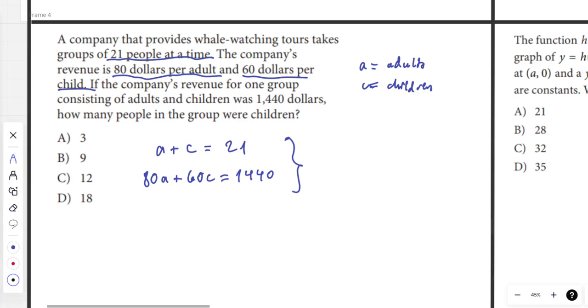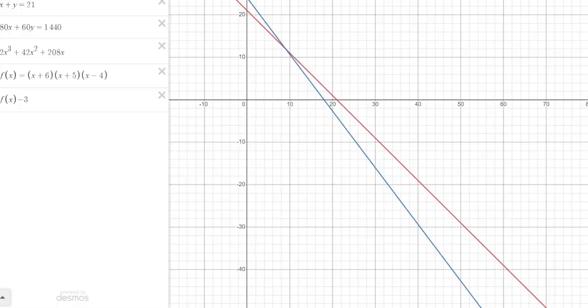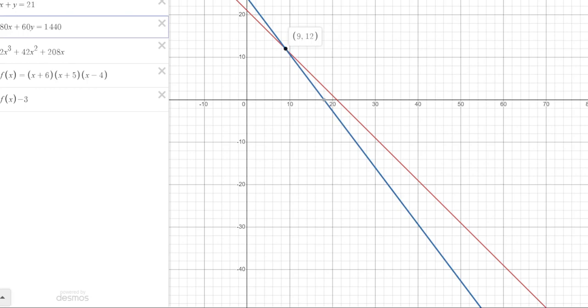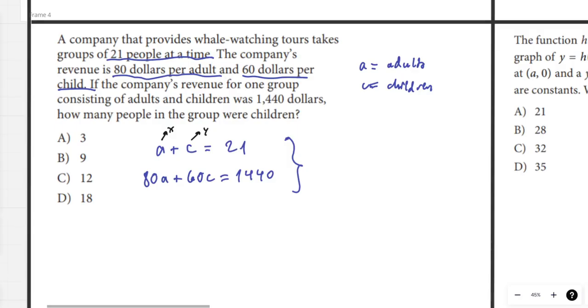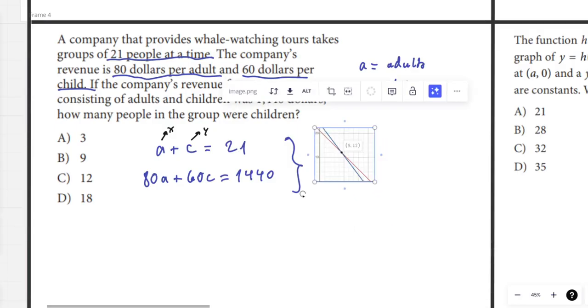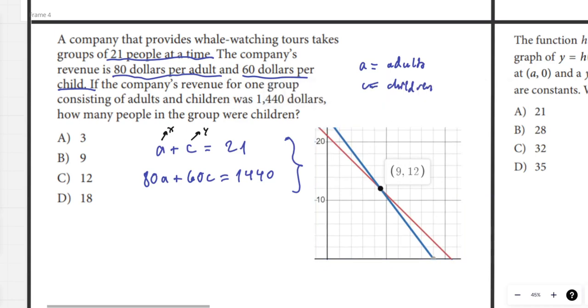Since you have access to the Desmos calculator, what you can do is just set one of your variables to X and the other one to Y, since it doesn't look like you can really plot non-XY variables right now. And I've done that for you guys, and I'll paste in the results real quick to show you what that looks like. If you plot both of those equations, they will intersect at the point 9, 12.